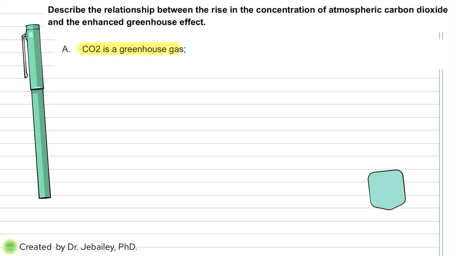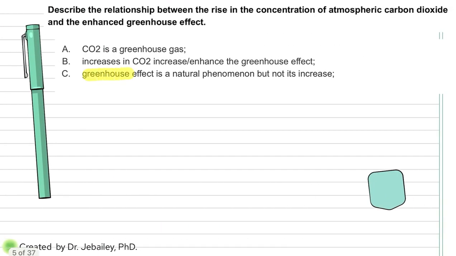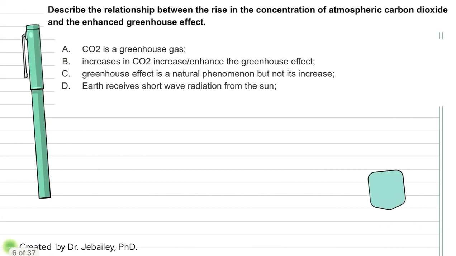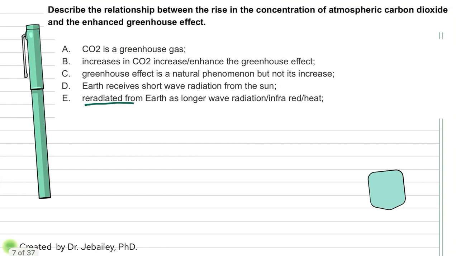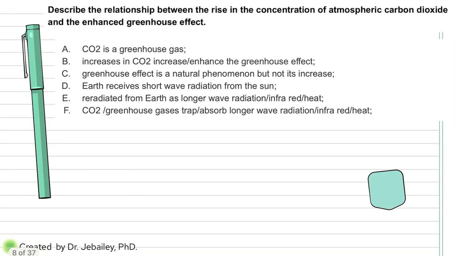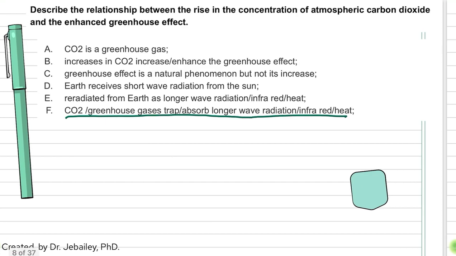See, I mentioned the greenhouse gas is CO2. Increased CO2 increases the greenhouse effect. And then the greenhouse effect is a natural phenomenon, but not its increase. This is the only one that I have not mentioned, but I did mention these two. And then the earth receives short wave radiation from the sun, and then re-radiates from the earth as a longer wave. So these ones I have mentioned here. And then the greenhouse gases absorb or trap the longer wave radiation.